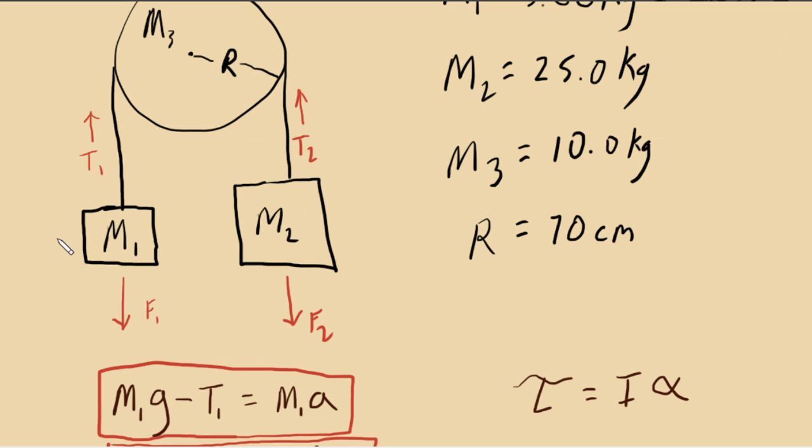It was just looking at this mass. We have the force of gravity pulling down on it, mass 1 times gravity, and then we have the tension in the opposite direction. We don't know what T1 is, so we'll just leave it as that for now. And that's going to equal, because we summed our forces, our mass 1 times acceleration.